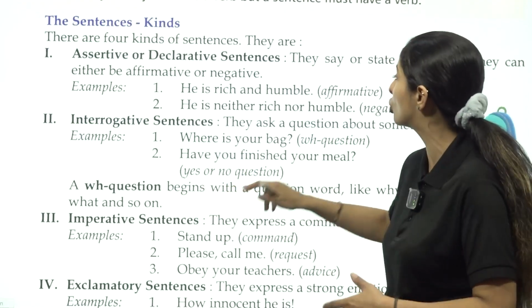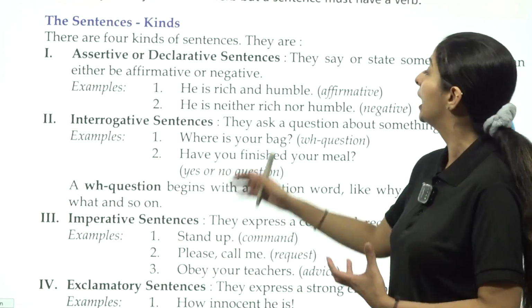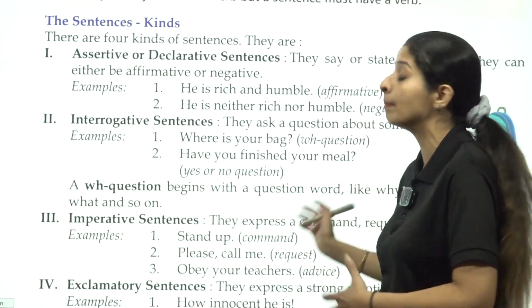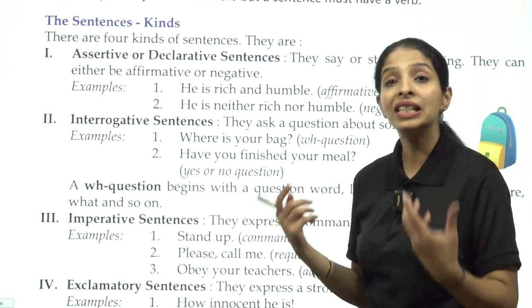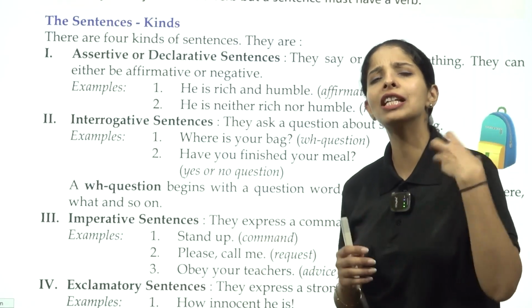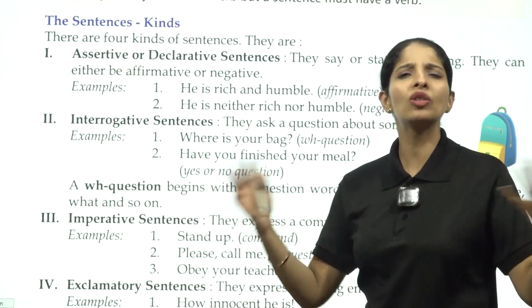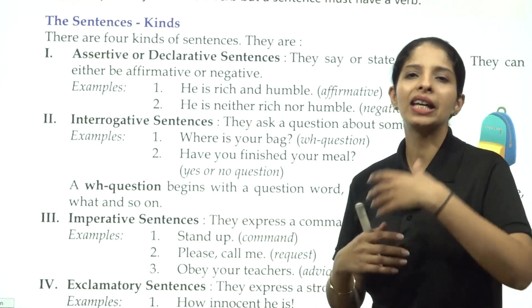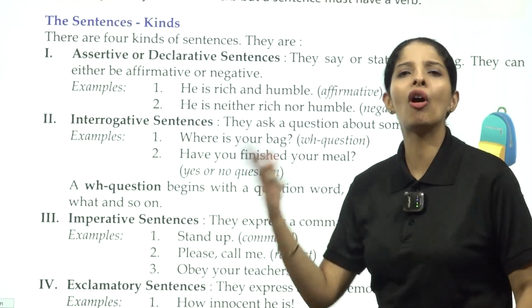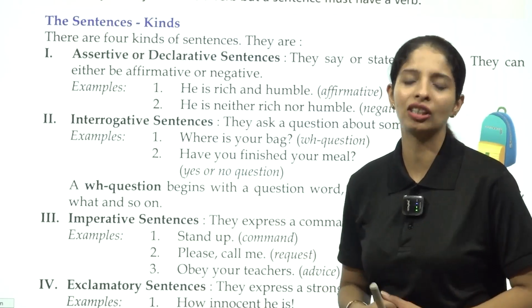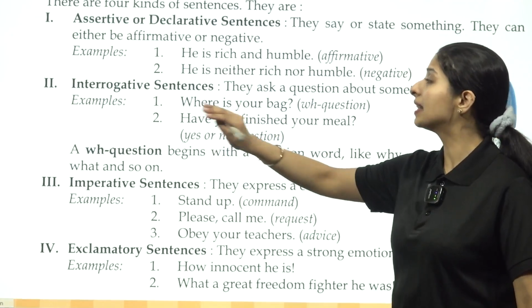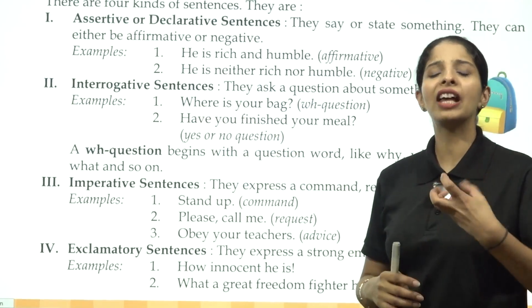Like he is rich and humble, affirmative. He is neither rich nor humble. So that is negative. Affirmative is always positive. But negative is when he is not both, right? He is neither humble nor kind. So this is negative. Now next is interrogative sentences, where there is a question.